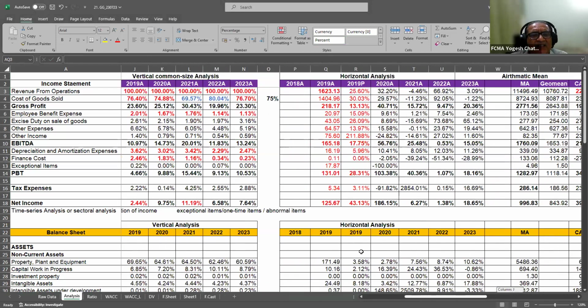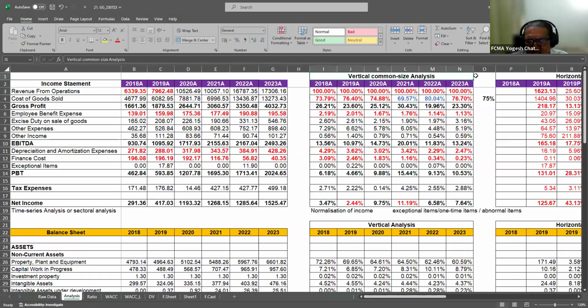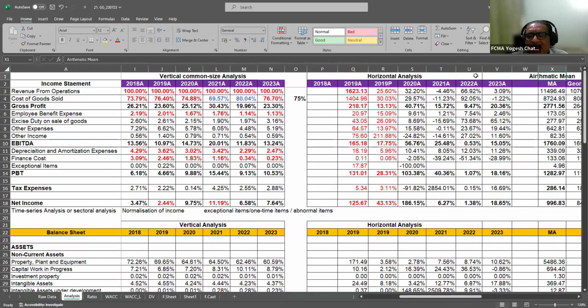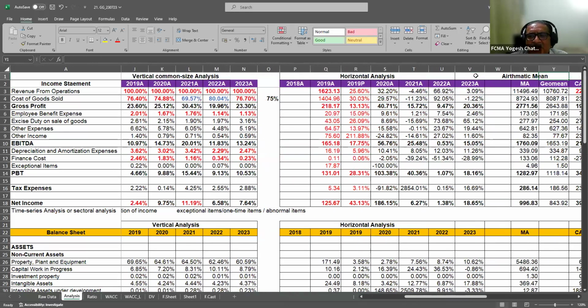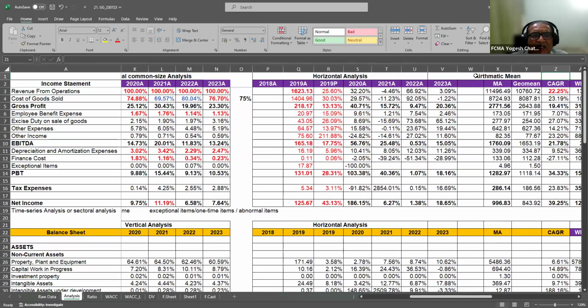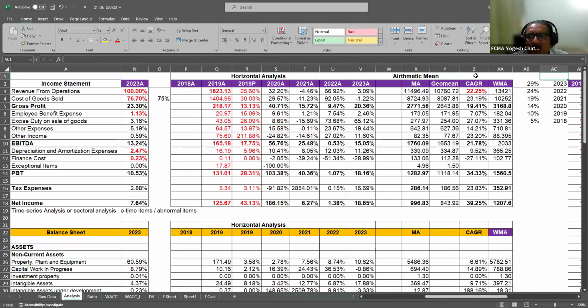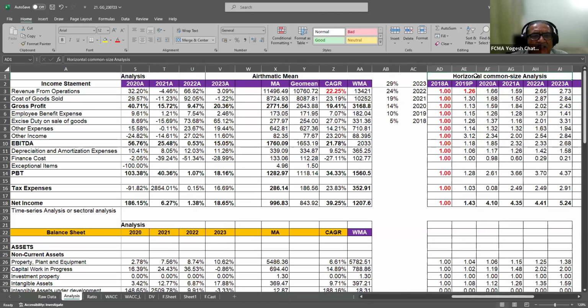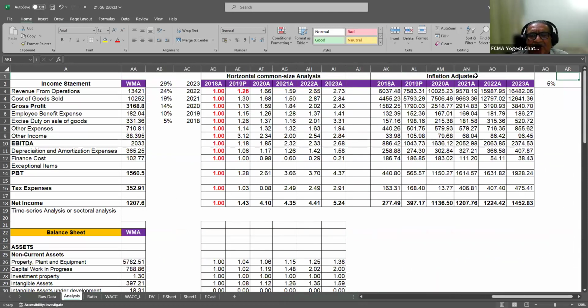So what we have seen so far is the vertical common size analysis, the horizontal analysis, the moving average, the geometric mean, the compounded average growth rate, the weighted moving average, the horizontal common size analysis, and the inflation adjusted number. All these are techniques widely used in financial statement analysis.